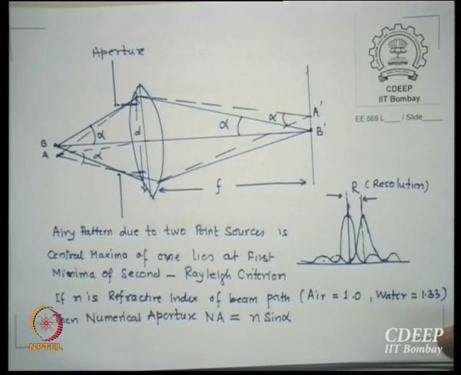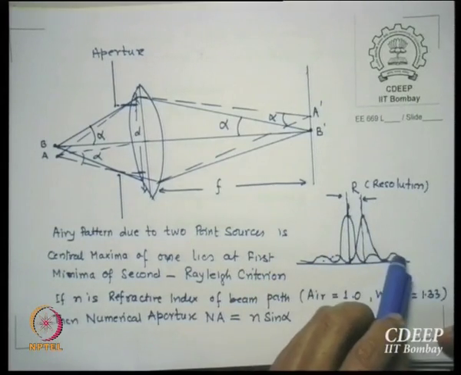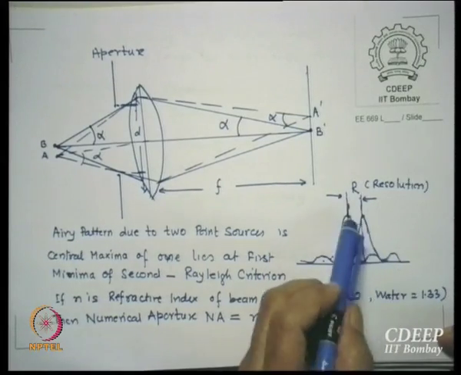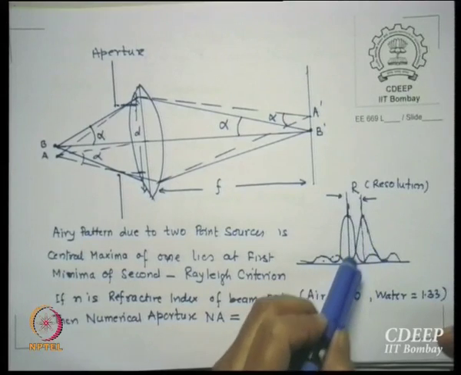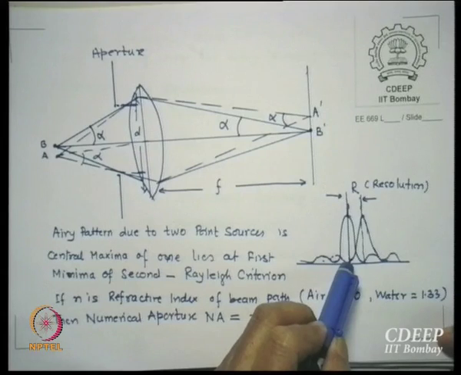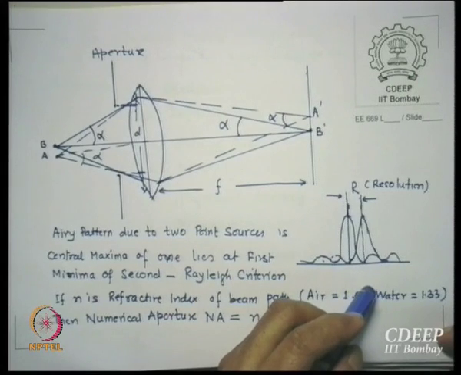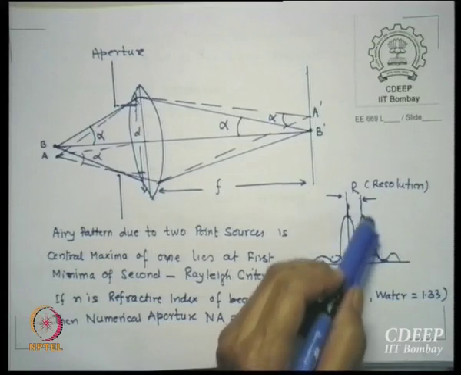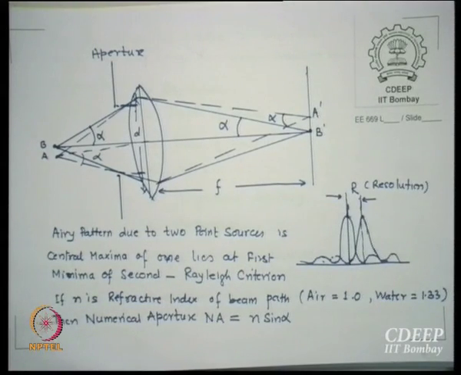What Rayleigh says, and that is most important, is called Rayleigh's criterion. The resolution R between these two maxima will be such that the central maxima are separated by R if the first minimum of the one matches with the maximum of the second. If that happens, you have the resolution. If anything otherwise, they will come closer and then you will not be able to resolve. So the first minimum of one should match with the maximum of the other. Is that clear? This is Rayleigh's criterion.